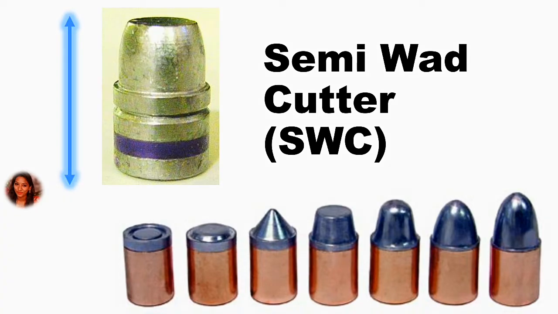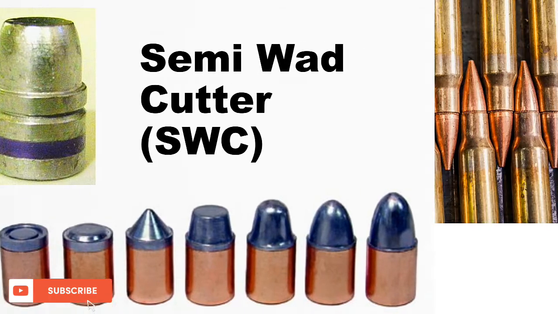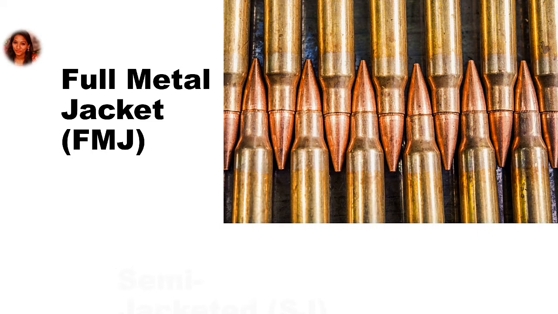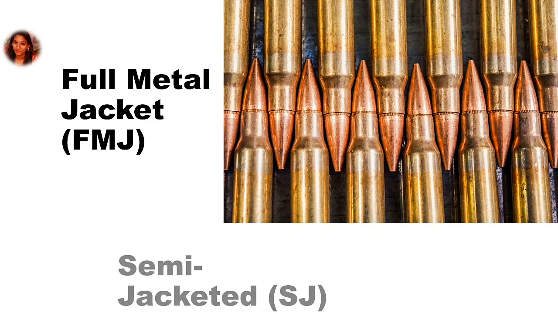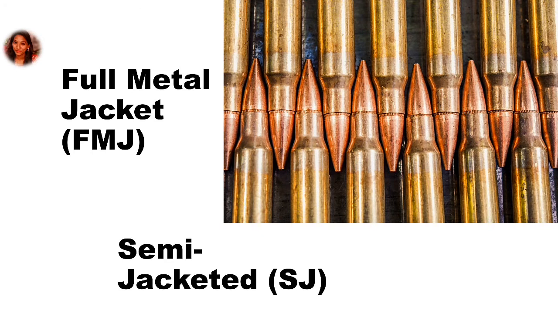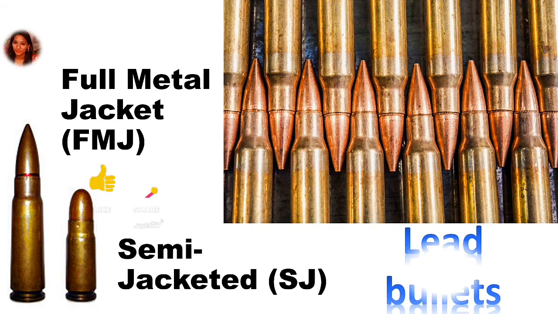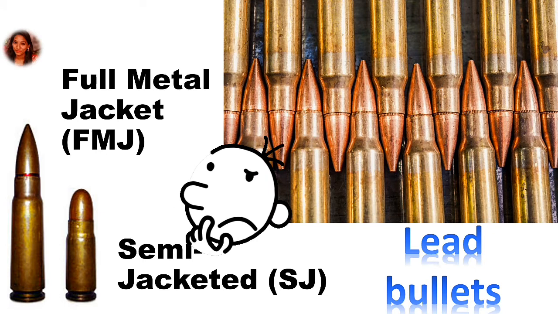After that, there is a semi wadcutter bullet. As you can see over here, the size is a little bit smaller as compared to the wadcutter bullet. That's why it is called a semi wadcutter bullet. Another type is the full metal jacketed bullet. Here there is an interesting fact: sometimes it is fully jacketed, so it is called a full metal jacketed bullet, and sometimes it is semi jacketed because some portion of the tip remains without the jacket. It may be in a variety of shapes and sizes.